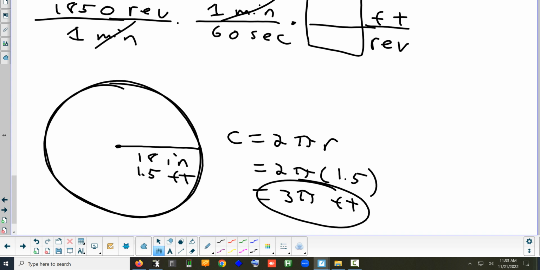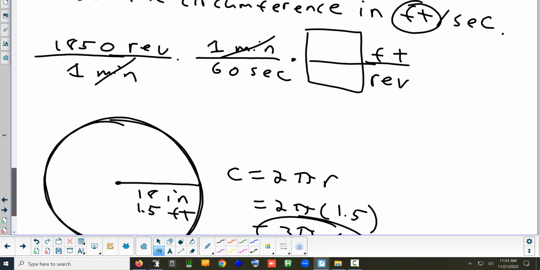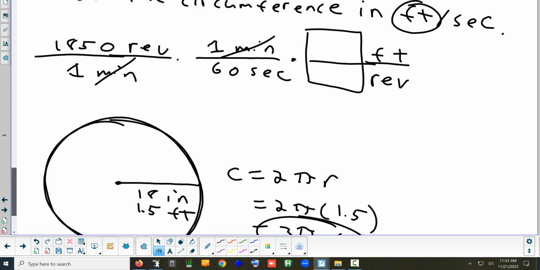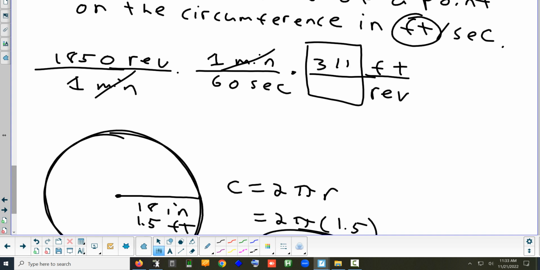And that's the number of feet that is in what? One revolution, the circumference. So in this case, there are 3 pi feet in one revolution. You have to figure that conversion out every time. It's not one you can memorize. And now, revolutions is gone. So we can multiply it and see what we get.